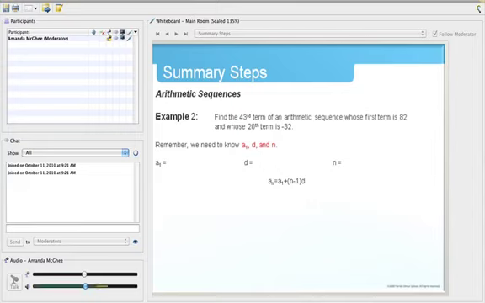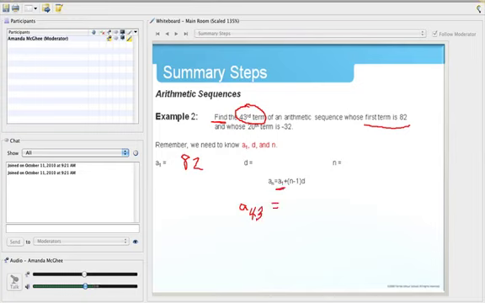So let's dissect this problem. Find the 43rd term of an arithmetic sequence whose first term is 82 and whose 20th term is negative 32. All right. Well, the first term, they're telling us, is 82. We're looking for the 43rd term, right? This is what we need to find. So we need to find A sub 43.